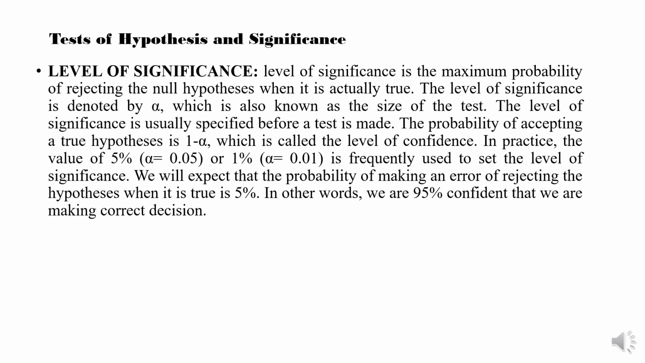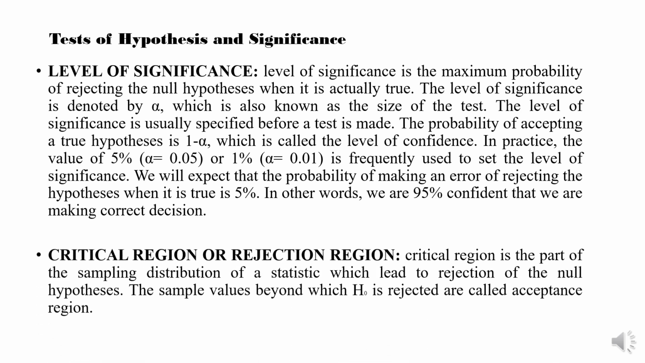We will accept that the probability of making an error of rejecting the hypothesis when it is true is 5%. In other words, we are 95%, or 0.95, confident that we are making a correct decision.